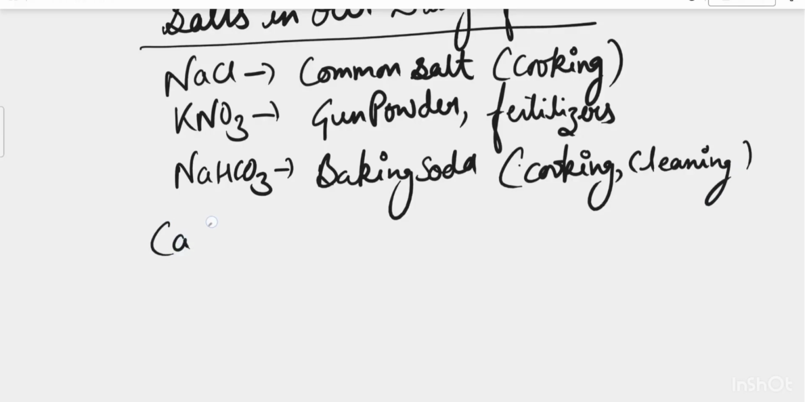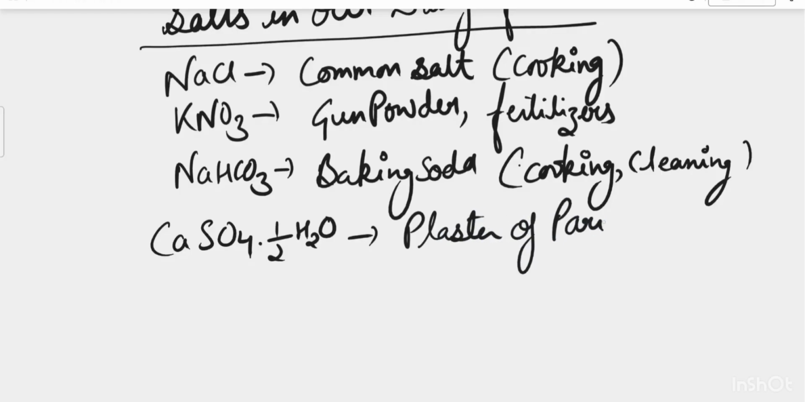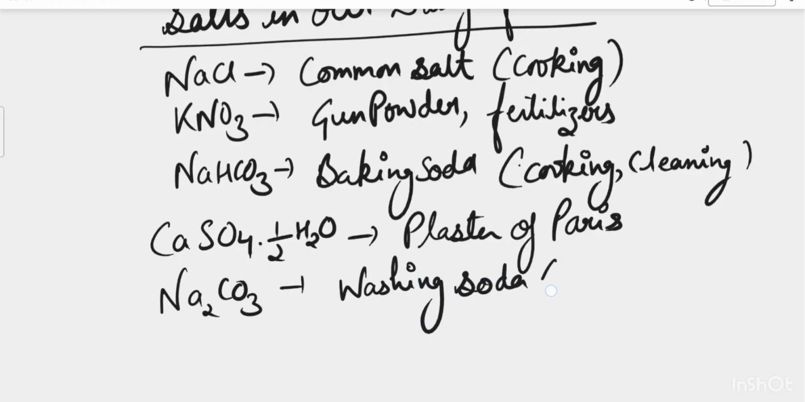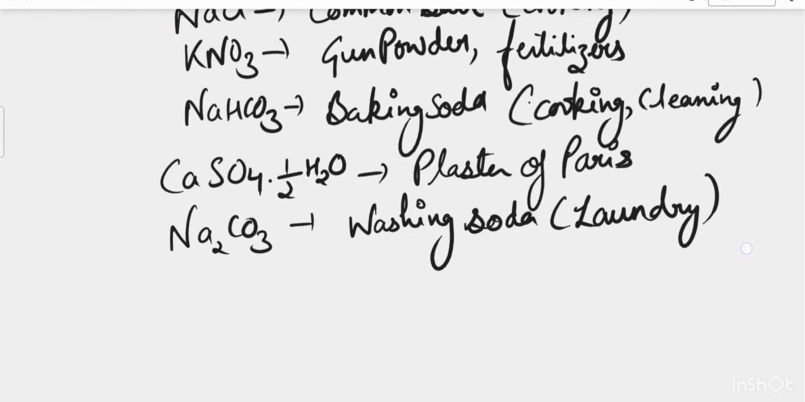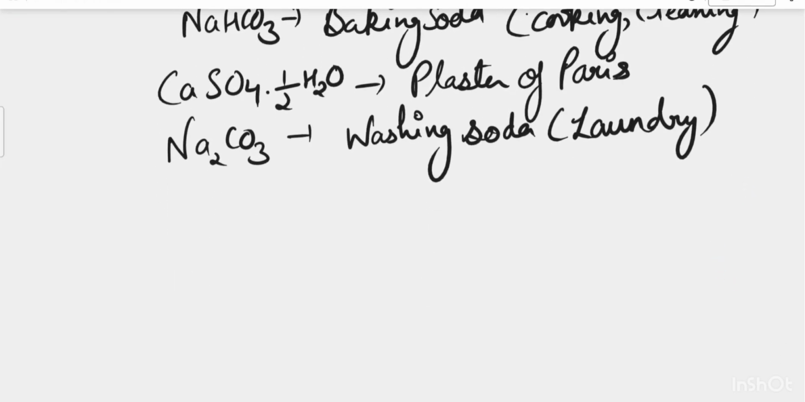Plaster of Paris, CaSO4 dot half H2O. Na2CO3, washing soda, is used for laundry. So common salt is just the beginning. We can learn more about the salts in our next video, like baking soda, bleaching powder, washing soda, etc.